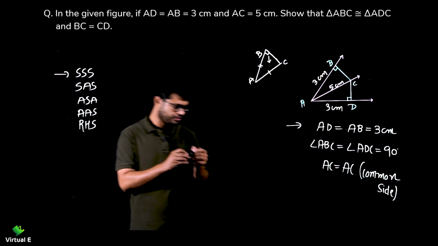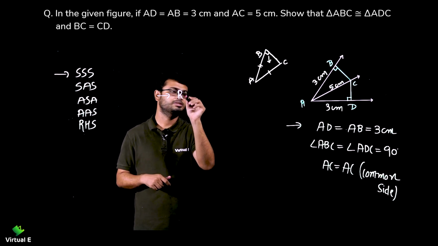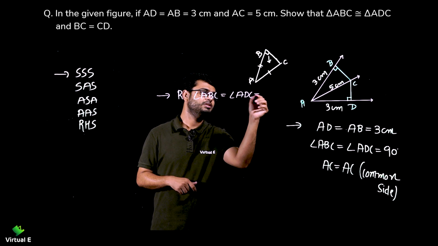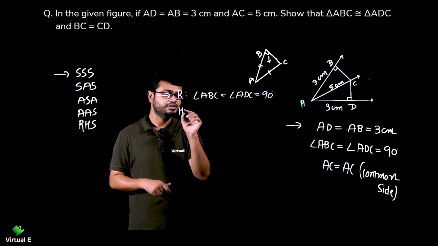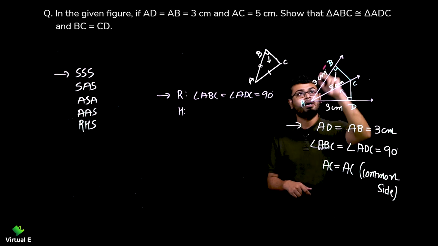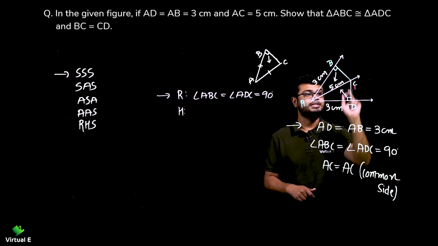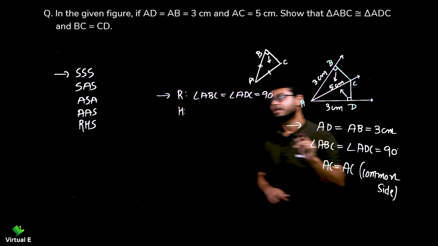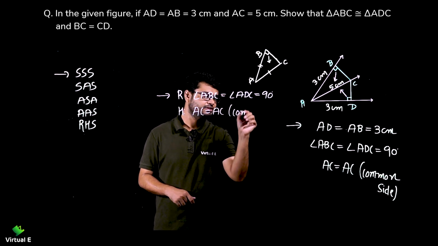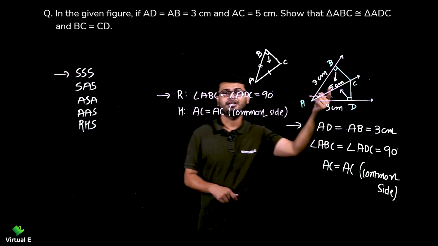Let me write it in a proper way so you can understand how it is RHS. So first of all, let's start with the right angle. We have angle ABC is equal to angle ADC is equal to 90 degree. Then hypotenuse. I'm still telling you hypotenuse is opposite to 90 degree. So if we talk about triangle ABC, hypotenuse is AC, opposite to 90 degree. And if we talk about triangle ADC, opposite to 90 degrees again AC. So we can write AC is equal to AC, right? The reason is common side. Or you can also write that AC is equal to AC, value is also same.